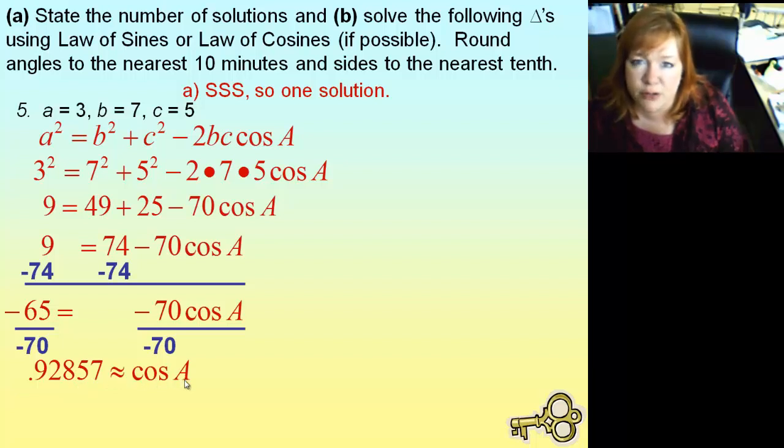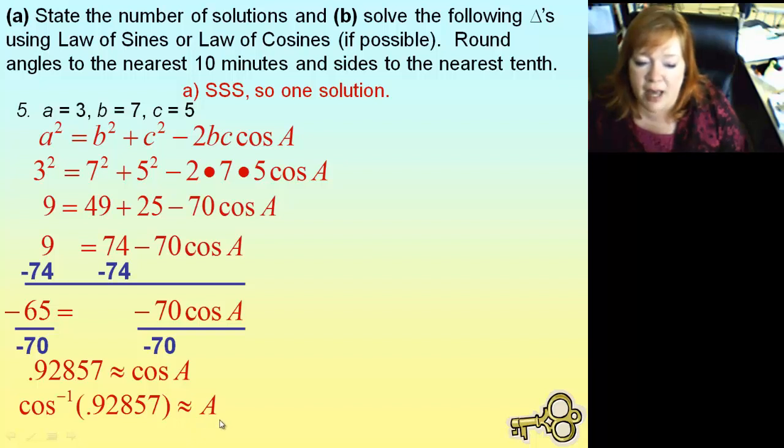If you know what the cosine is, in order to find the angle, you do the inverse. So we take cos inverse of that guy to get angle A. Once you have that, it's 21.78 degrees, which is approximately 21 degrees 50 minutes.